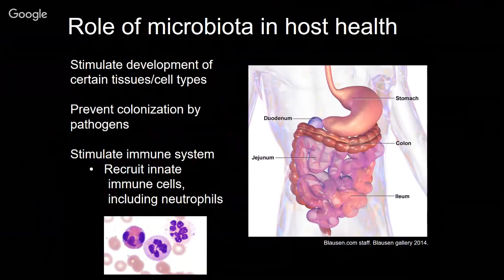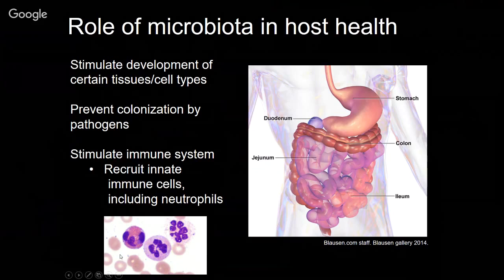We know that microbiota plays a role in host health. We know that it stimulates development of certain tissue types and cell types. It prevents colonization by pathogens, amongst a lot of other things. We're really interested in the microbes in the gut because they play such an important role in helping us digest our food and stimulating the immune system. And it stimulates the immune system by both recruiting innate immune cells, including neutrophils and other immune cells, and also helping the immune system develop.